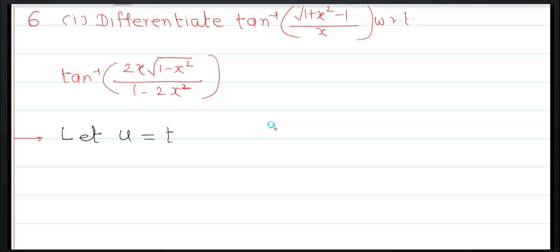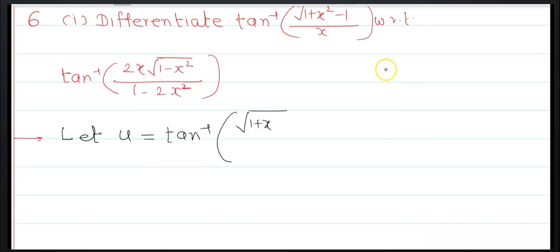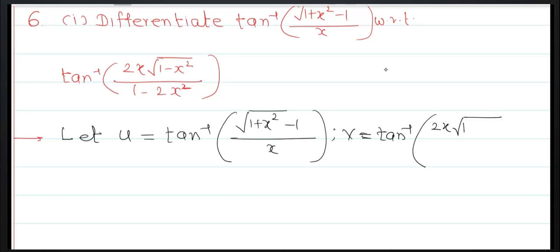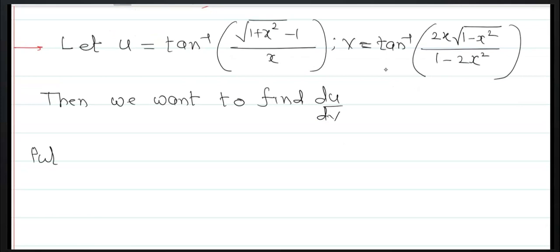Let u is equal to tan inverse of root of 1 plus x square minus 1 upon x. v is equal to tan inverse of 2x root of 1 minus x square upon 1 minus 2x square. Now here the substitution. Find du by dx. x is equal to tan theta, therefore theta is equal to tan inverse of x.